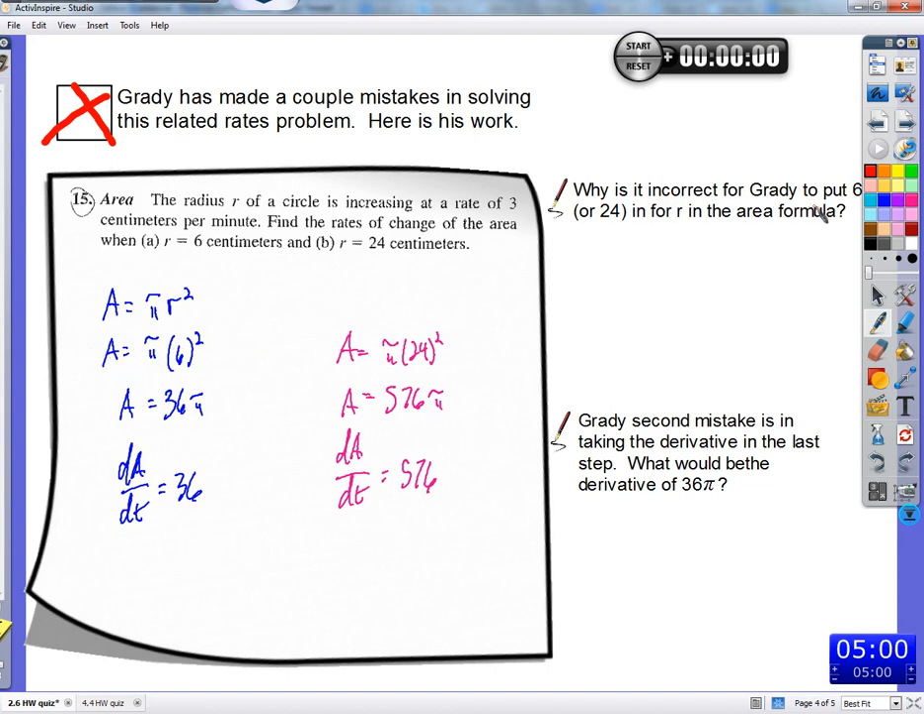Why is it incorrect for Grady to put 6 or 24 into the area formula at that point of the problem? Now we bring it up because it happens all the time. People want to do it. Let's write it down real quick. Take a few personal moments yourself to meditate.